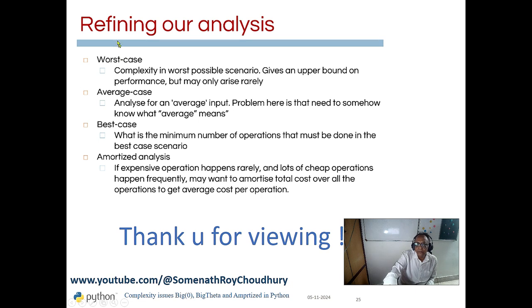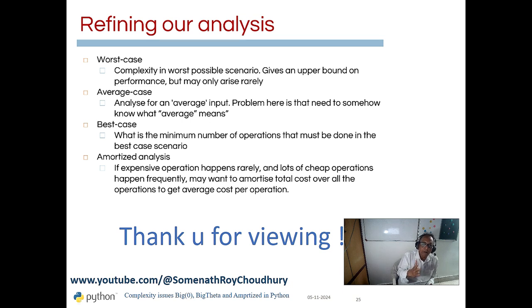So refining our analysis is what I've discussed today, that is, the worst case. Most of the cases, like we have discussed with quick sort, the worst case doesn't give a good picture of quick sort, because in Java and Python, most of the basic sorting is always quick sort. 99.99% of the time it gives n log n.